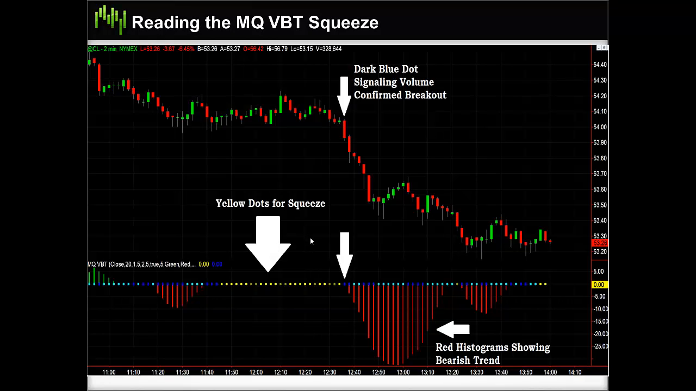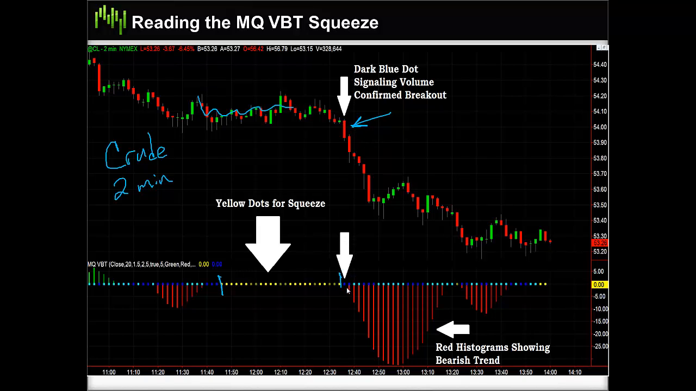So this is what it looks like. This is crude oil on a 2-minute chart, and this is a squeeze pattern. So again, we have these yellow dots down here signaling squeeze. All right, so we go into the squeeze. You see how the market has gone into a coiling pattern. We've gone to compression. As of right here, which is this bar right here, we break out of the compression.